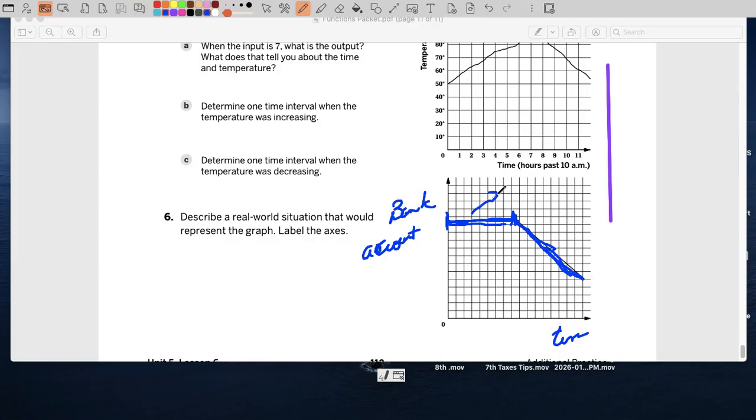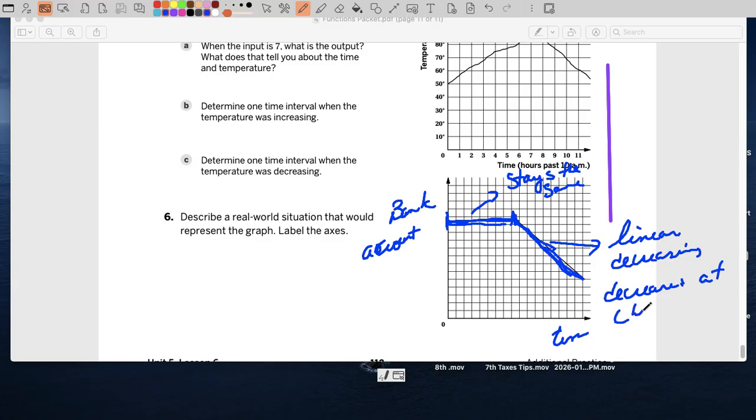So it stays the same, right? And this one, because it's a straight line, linear and decreasing, you can say it decreases at the same rate. All right, so make up a story where that applies. That's it. This will count as a quiz.